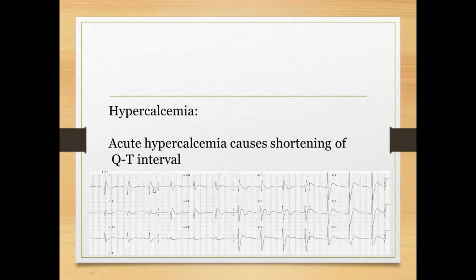Here you can see the QRS complex and then you can see the T wave. So this is the shortening of the QT interval, QRS and T. The QT interval is extremely shortened in hypercalcemia. It's an ECG of short QT interval.